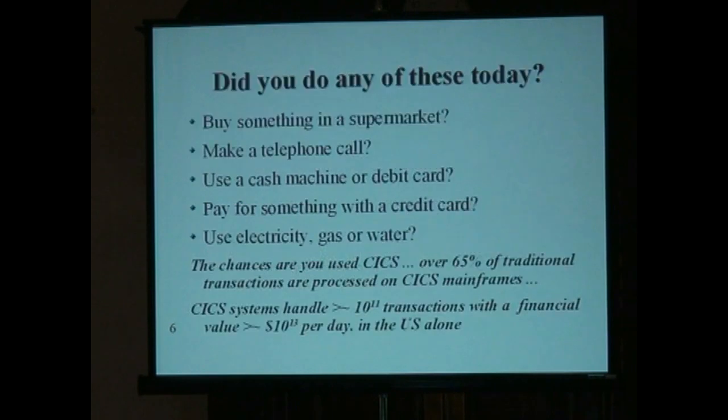Well, here's the answer to that, right? Did you buy something in a supermarket today, or any of these other things? Because if you did any of those things, you almost certainly used CICS. All the big UK supermarkets, Sainsbury's, Marks and Spencer's, Waitrose, John Lewis, they all use CICS. All their back-office processing is done on CICS. All their interactive stuff goes through CICS. All their point-of-sale machines, right?